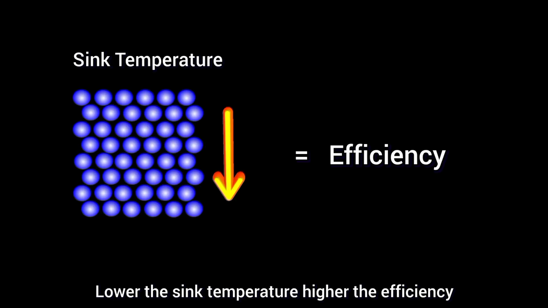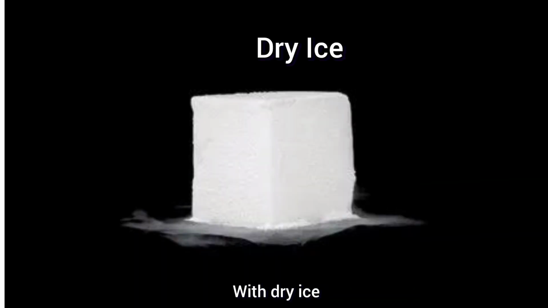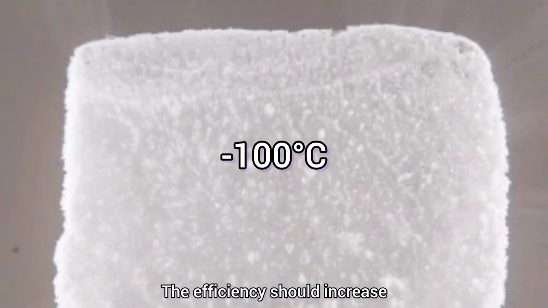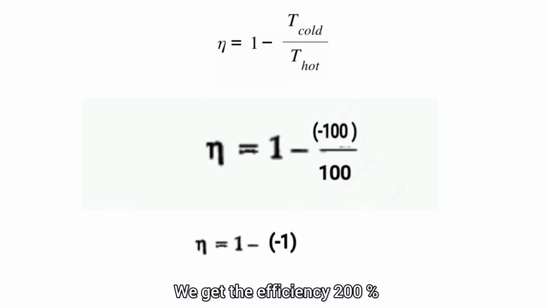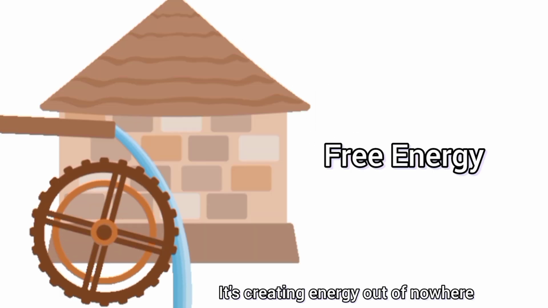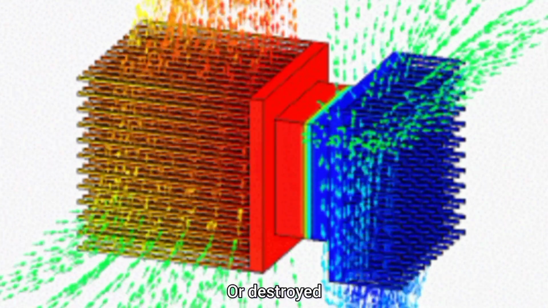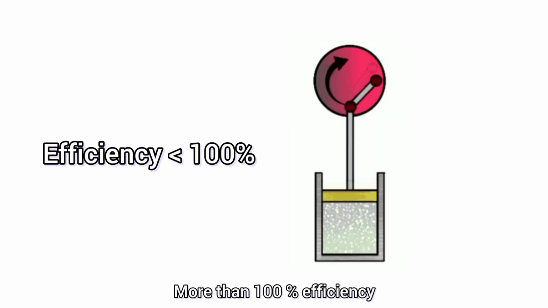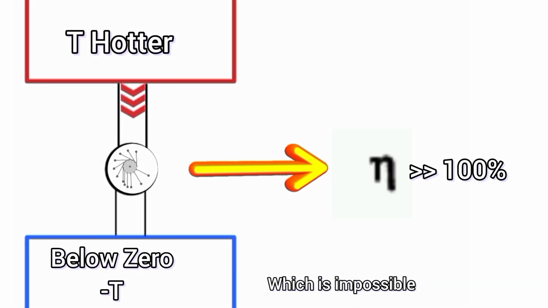So what went wrong here? We know that the lower the sink temperature, the higher the efficiency. On Celsius scale, we can go below 0. If we replace the sink with dry ice at minus 100 degrees Celsius, the efficiency should increase. But if we try to calculate the efficiency by using equations, we get an efficiency of 200%. But how can something have more than 100% efficiency? 200% efficiency means it's creating energy out of nowhere, which is a clear violation of the first law of thermodynamics, which states that energy can neither be created nor destroyed. We can never have more than 100% efficiency. But every time we use a negative temperature, we will always have the efficiency more than 100%, which is impossible.